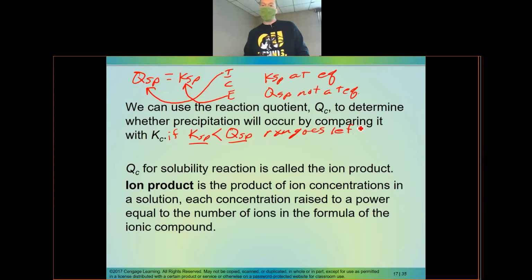Now, when it goes left on your KSP, you always start with a solid going to ions. When it's going to the left, that means it is forming a solid. And so this is formation of a precipitate.